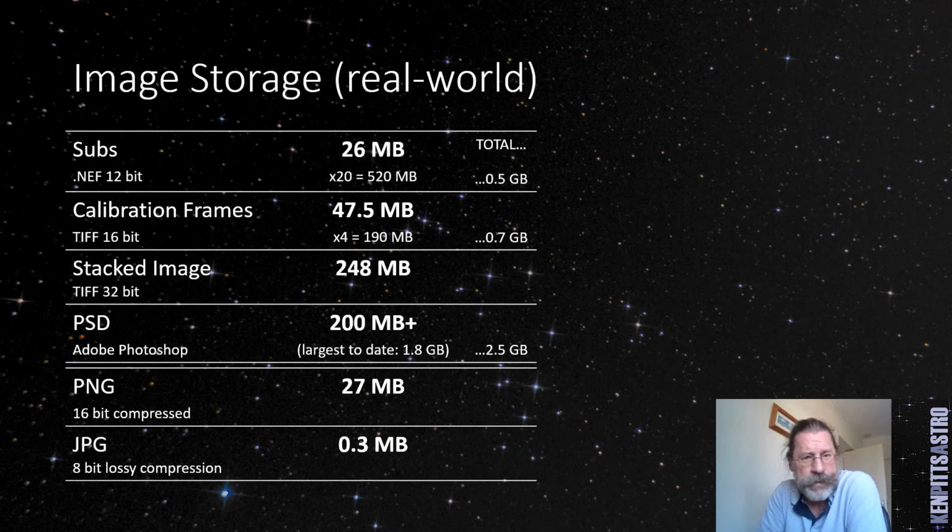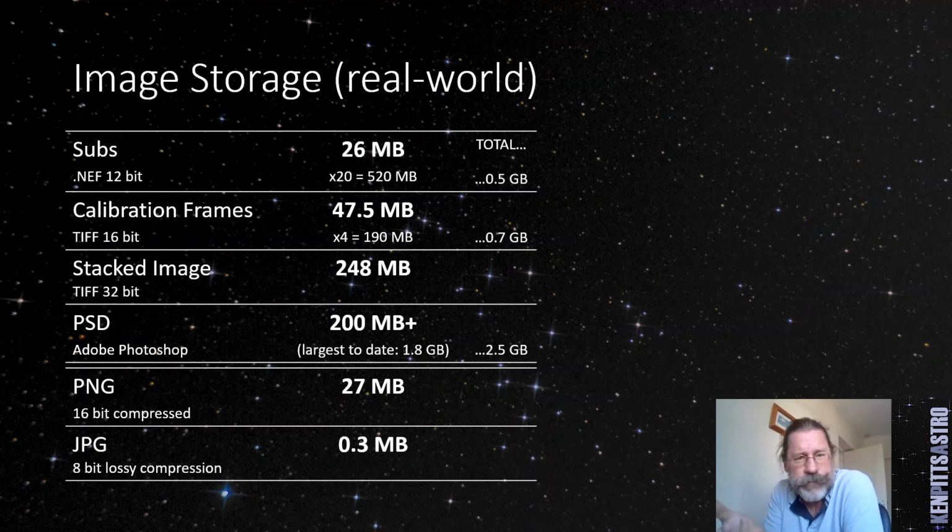Now my 32-bit stacked image is a whopping 248 megabytes. I don't tend to keep those because the next thing I do is I bring it into Photoshop and I save the Photoshop file. So the stacked image, once it's in Photoshop, I tend to get rid of it, but I do save my image list in the stacker so that I can restack it again if I need to.